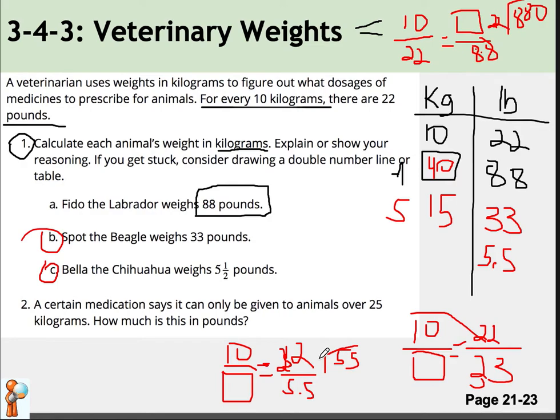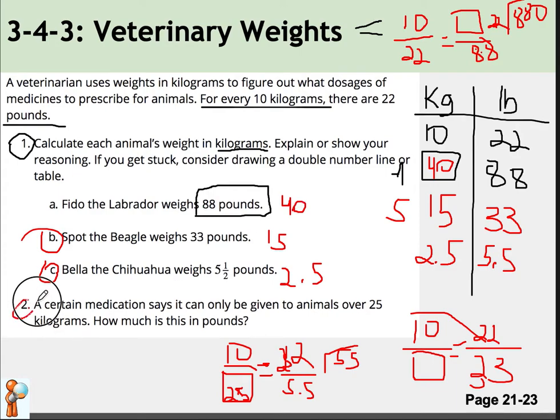I'll give you a chance to work that out. 55 divided by 22. It comes to 2.5. So, Bella the Chihuahua is 2.5 kilograms. Spot the Beagle is 15 kilograms. And Fido the Labrador is 40 kilograms. So now we know how much medicine to give.